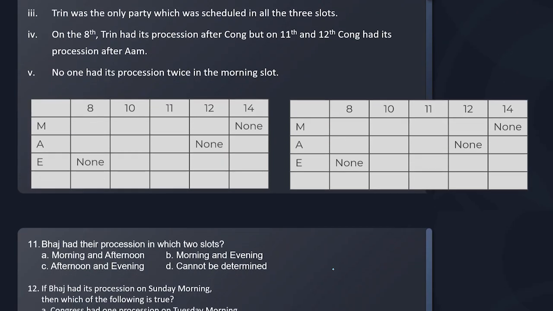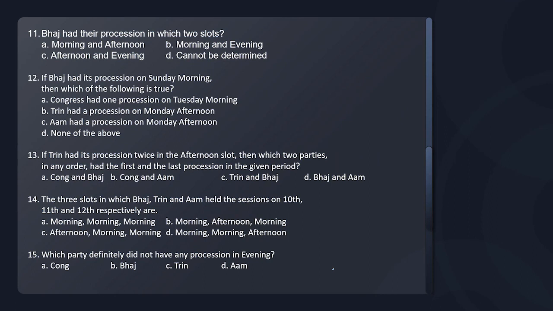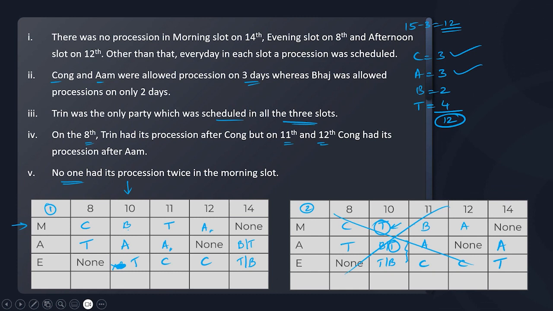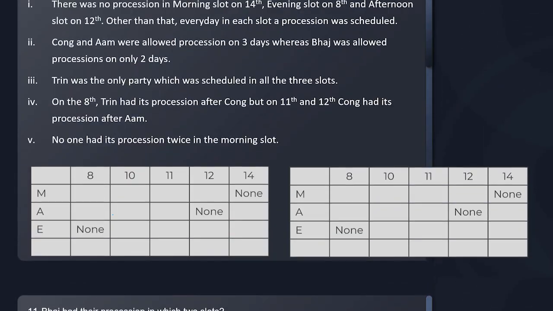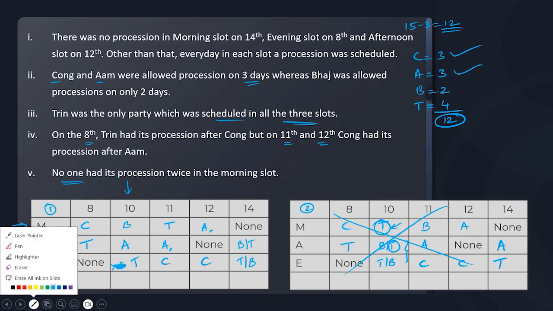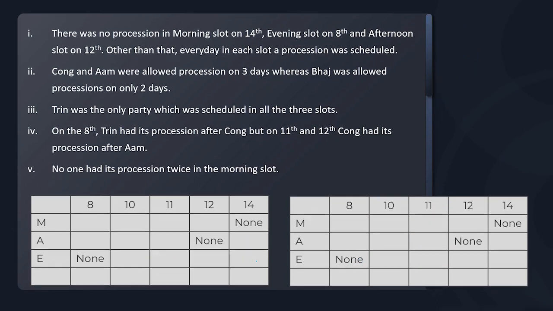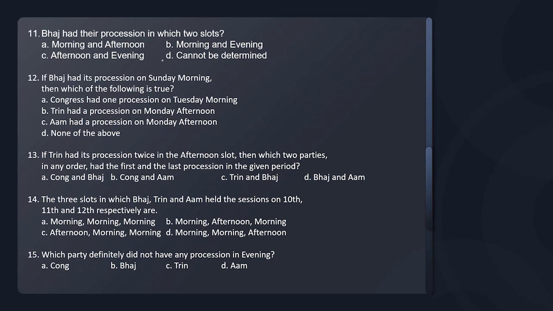So let's go ahead and take a look at the questions. B had the position in which two slots? So where is B? B had it in the morning. You can see that. And B had it in the afternoon or evening. That is the problem. So morning is confirmed, but afternoon or evening, you don't know. So the answer is cannot be determined.